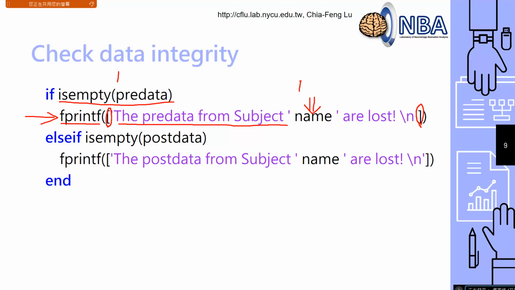For example, it should be something like NC26, I forget the number, like 26 or something. It should also be characters within this variable. Then, when you are using the square brackets right here, you can concatenate all the information together. The full sentence would be: the pre-data from subject NC26 are lost. And now you can see this one represents change line. Once you print out the message right here, MATLAB will change line in the command window. So this is the way you check data integrity, and if you find any subject with missing data, you can immediately print out this message for the user. The user can immediately understand which subject has the missing data, right?